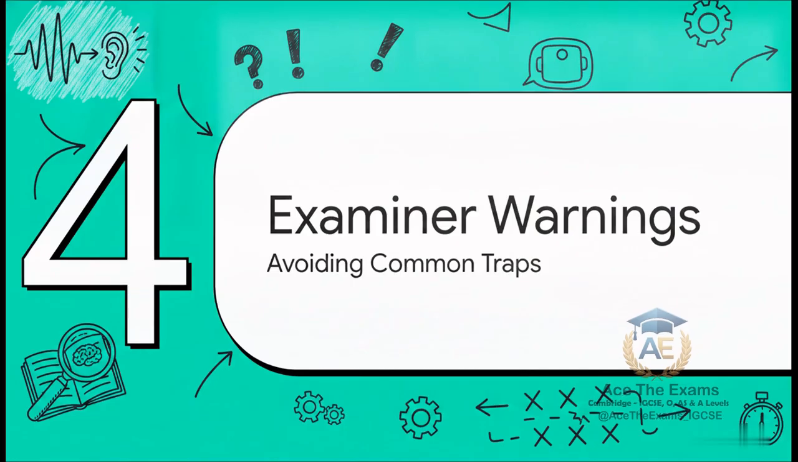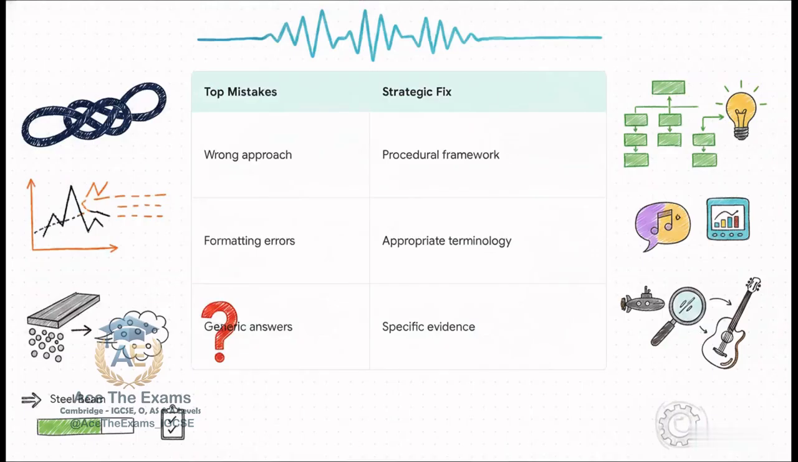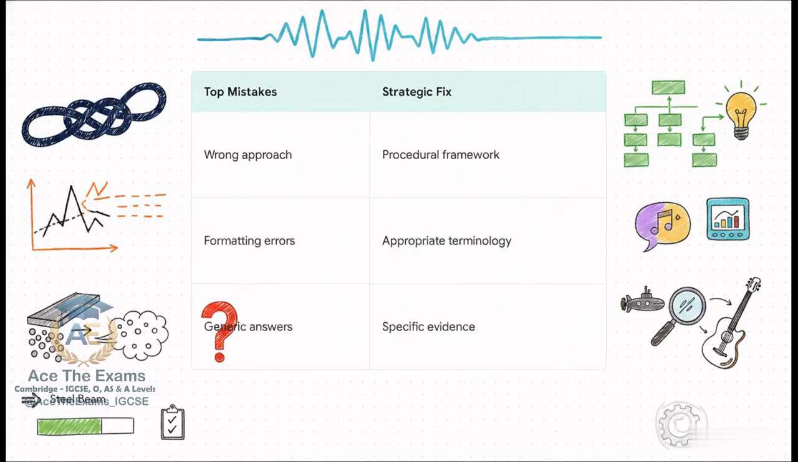Let's move to our final section, Top Examiner Warnings. We need to talk about avoiding common traps. The information here is drawn directly from the Principal Examiner reports, specifically for the 0625 syllabus, so pay close attention. Okay, look at this table. This is essentially your ultimate cheat sheet for exam survival. Let's break down the top mistakes and contrast them with the strategic fix.